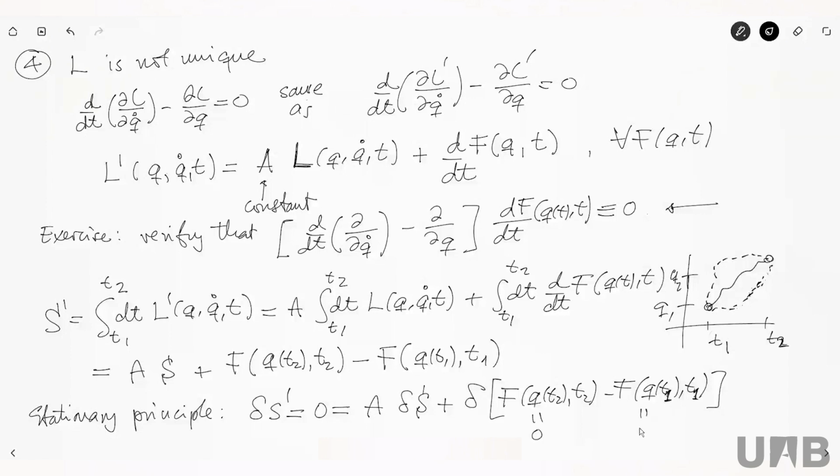This is 0 because delta q at t1 and t2 is 0. They don't change. There is no variation here or here, right? This variation here is going to be the derivative of f with respect to q times delta q at t2. But delta q at t2 is 0. And this is going to be the derivative of f with respect to q times delta q at t1. But delta q at t1 is also 0. So therefore, the two separately are 0. Okay? So that's why this derivative of f does not contribute.